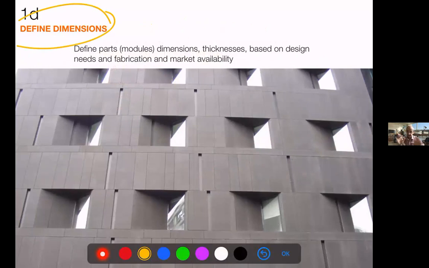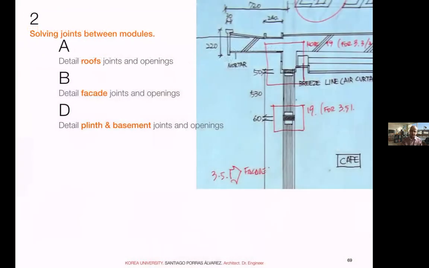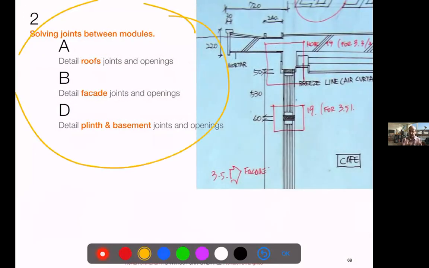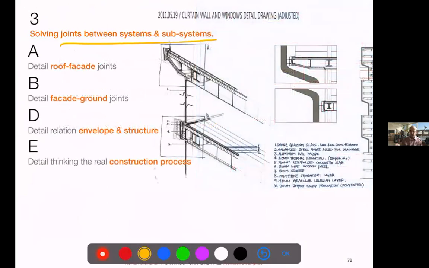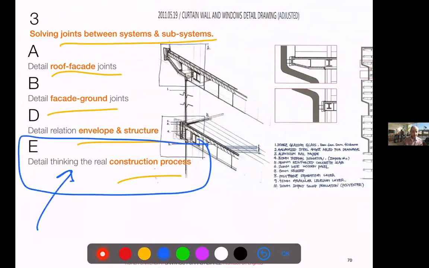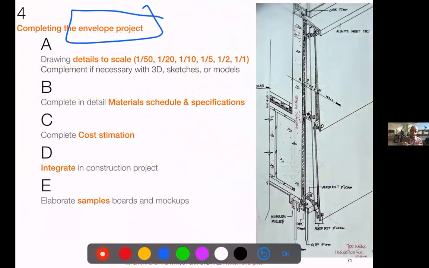This is an example of a good facade in which the dimension of the cladding system is very well chosen. And then we have to solve the joints, right? The illustrations are all students' projects. And then joints between systems and subsystems, right? Roof, facade, facade, ground, envelope, construction. And well, this is something we insisted on in structures, and it happens in general. When we detail, we have to think of the real construction project, right? There are people who really put in those elements, and we have to visualize and think about how they can really do it. And then we have the envelope project, which is a kind of sub-project in the general project.